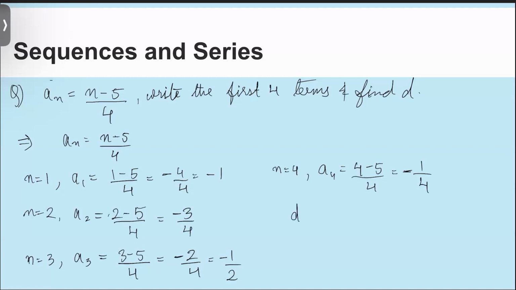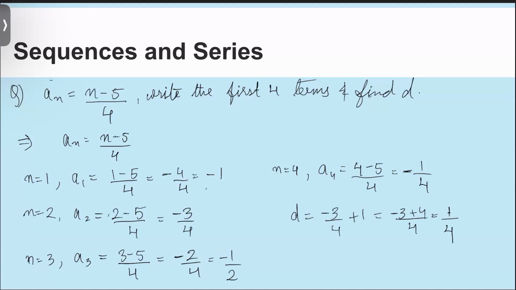Now if you want to find d, you can get it as minus 3 by 4 minus the first term. The first term is minus 1, so this becomes plus 1. So this is minus 3 plus 4 upon 4, you have 1 by 4. This is what we get.